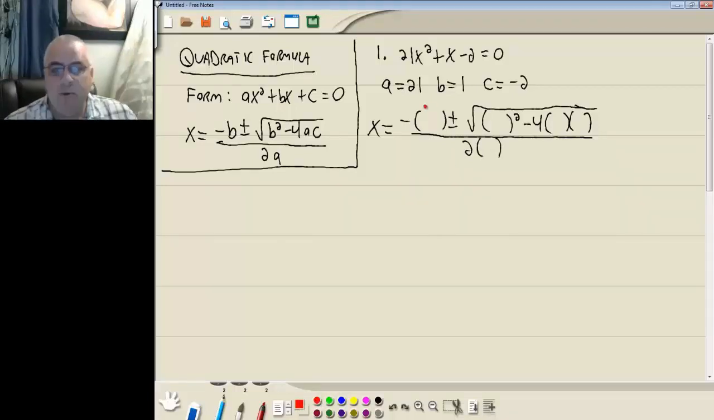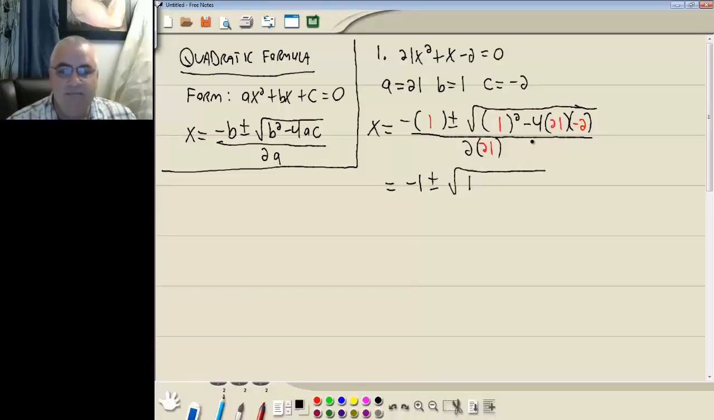And now we'll plug in what we identified. We said a was 21, so everywhere we had an a, we'll put in 21. We said b was 1, so everywhere we have a b, we'll put in 1. And we said c was negative 2, so everywhere we have a c, we'll put in negative 2. And now you want to simplify. So we get negative 1 plus or minus square root.